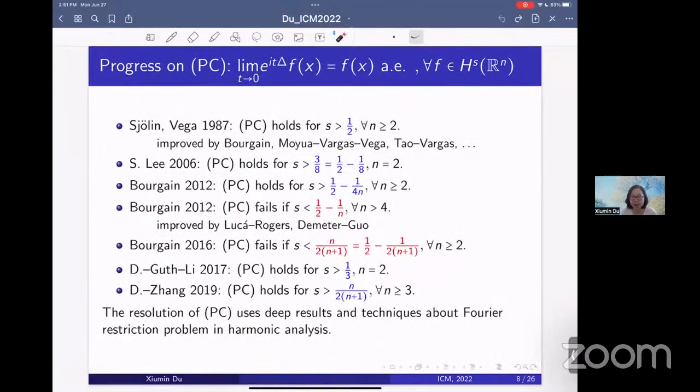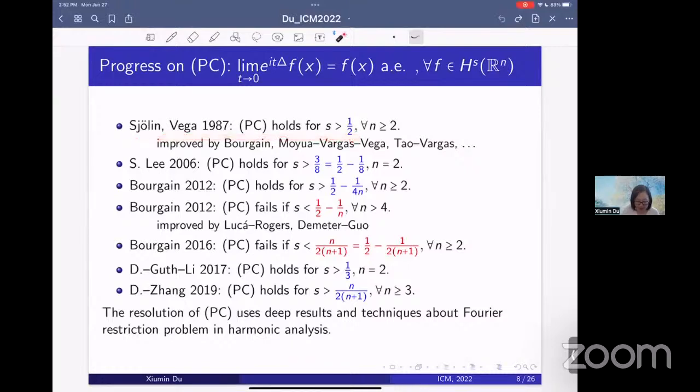Now let's see the progress on this pointwise convergence problem in higher dimensions. On this page, the numbers in blue are sufficient conditions, and the numbers in red are necessary conditions. In the late 80s, Carleson and Sjölin independently proved pointwise convergence for s greater than 1/2 in any higher dimension. And this result was further improved by several different authors.